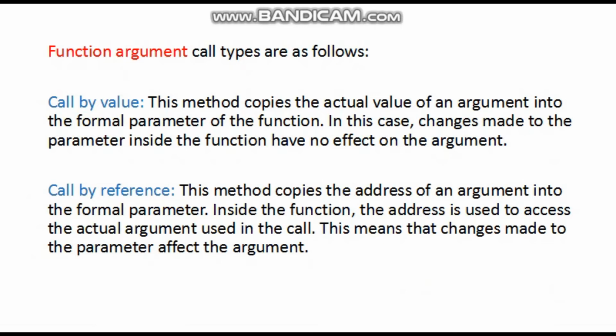Call by value. This method copies the actual value of an argument into the formal parameter of the function. In this case, changes made to the parameter inside the function have no effect on the argument. Call by reference. This method copies the address of an argument into the formal parameter. Inside the function, the address is used to access the actual argument used in the call. This means that changes made to the parameter affect the argument.